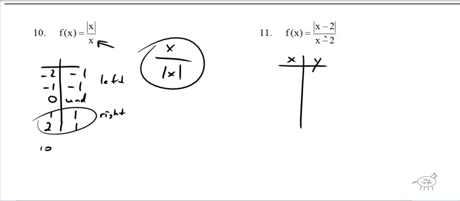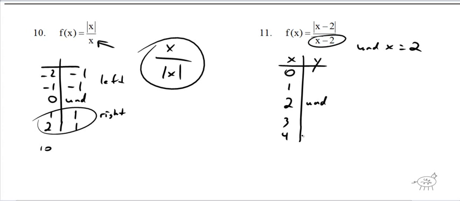Now, where is this undefined? Because that's where you're going to have the hole. Do you guys agree it's undefined at x equals 2? Setting x minus 2 equals 0. So at 2 it's undefined, so we're going to pick values on either side: 1 and 0, and 3 and 4.